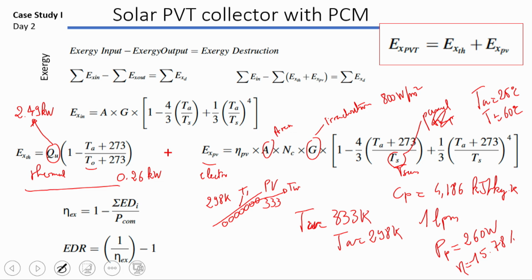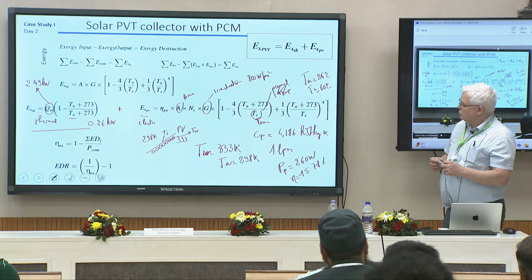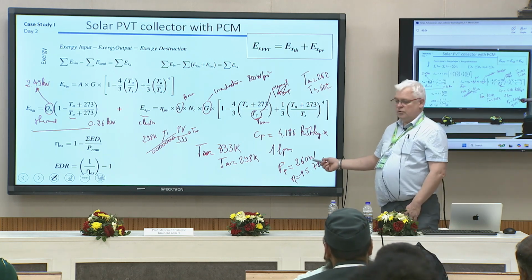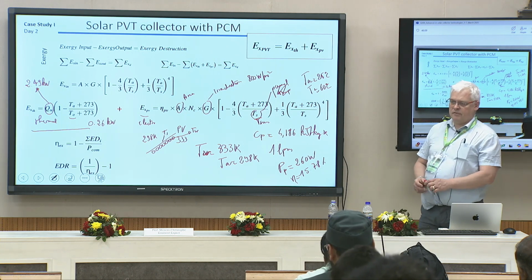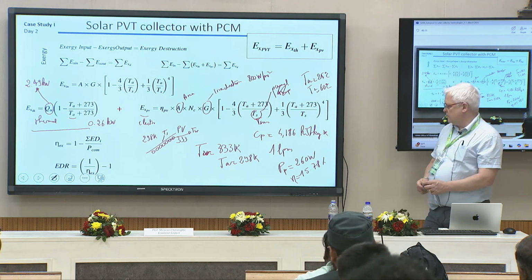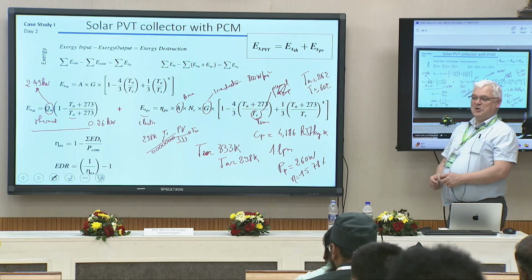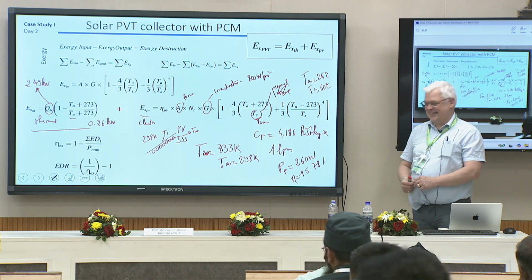Area is also 1 meter square. Yes, we can take. Each module we are considering, it's the same. 200 now. We can reach for this kind of power. 250 watt. Yes. So we can say 1.5. Yes. Okay.